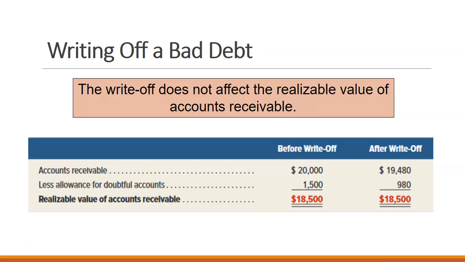That write-off does not affect the realizable value of accounts receivable, as we can see here. So before the write-off, the realizable value of accounts receivable was $18,500, and after the write-off, our realizable value is exactly the same.